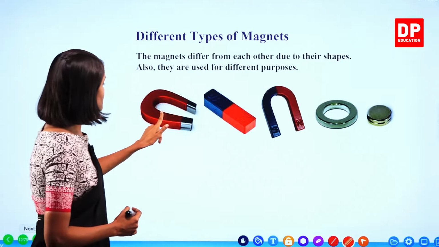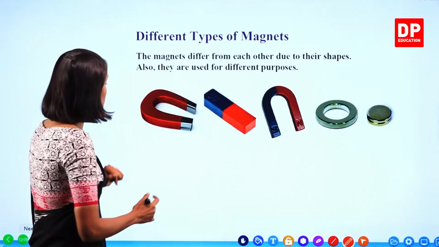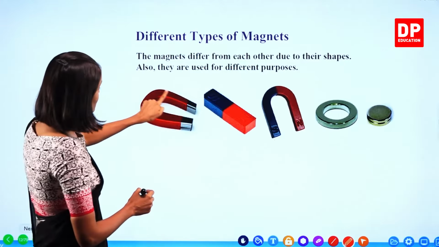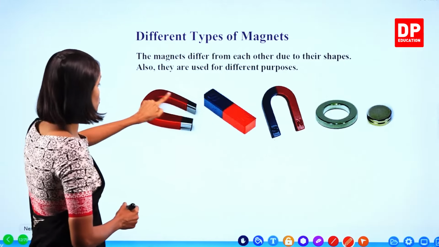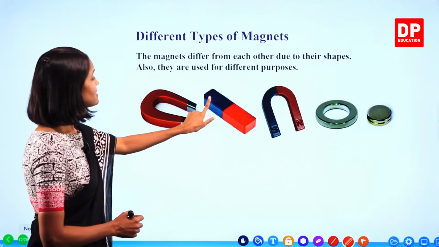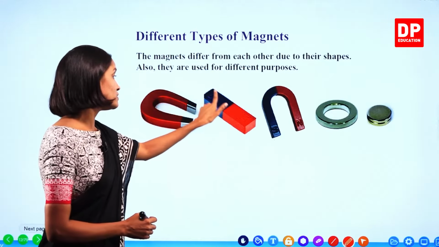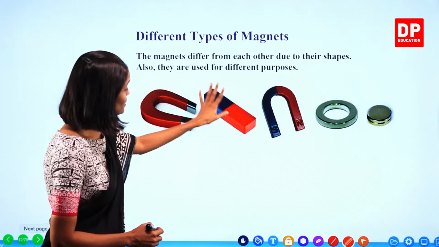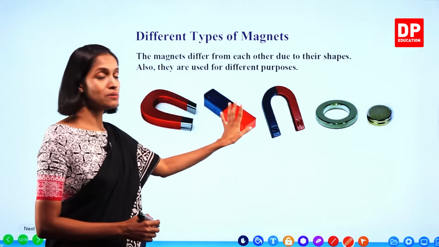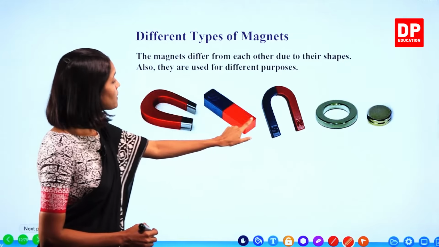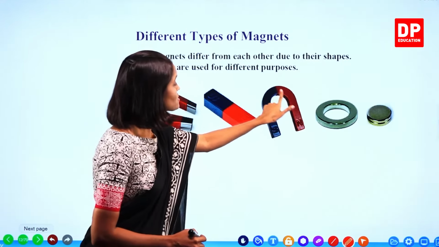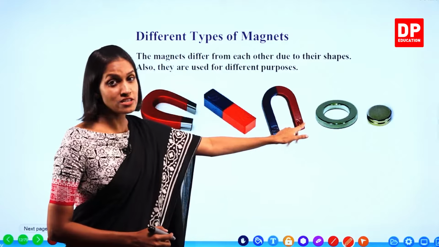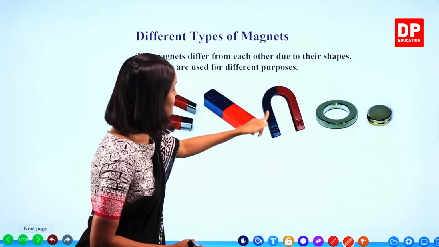Okay? So what is this one? This is known as the horseshoe magnet. Look at the shape. This is the shape of a horseshoe. This is the most widely used magnet, even in the school labs. These types of magnets are widely used. This is known as the bar magnet. Look at this one. This is known as the U magnet because of its shape. Shape is like U.